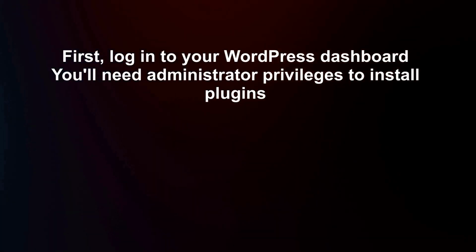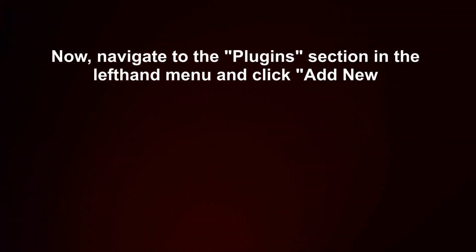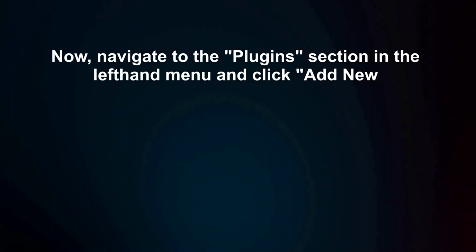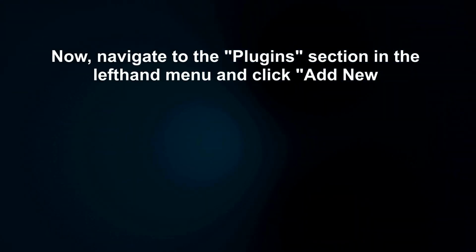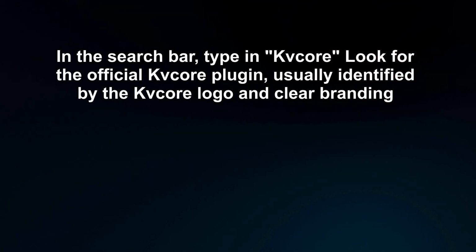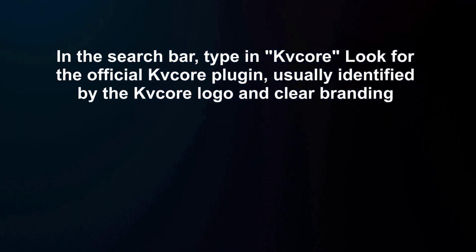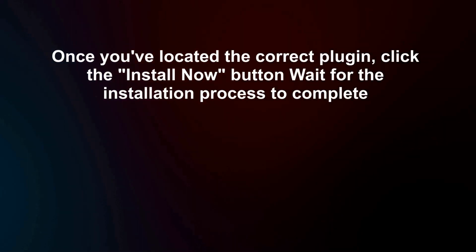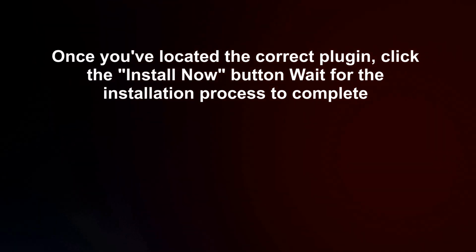You'll need administrator privileges to install plugins. Now, navigate to the Plugins section in the left-hand menu and click Add New. In the search bar, type in Kvcore. Look for the official Kvcore plugin, usually identified by the Kvcore logo and clear branding. Once you've located the correct plugin, click the Install Now button.